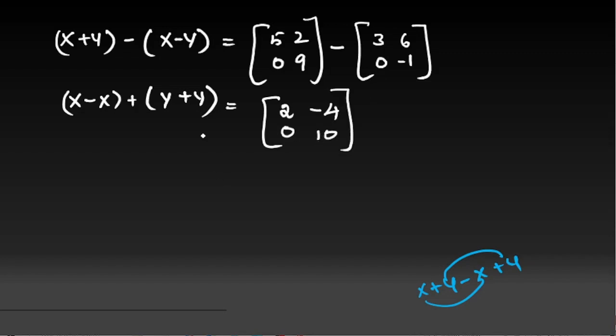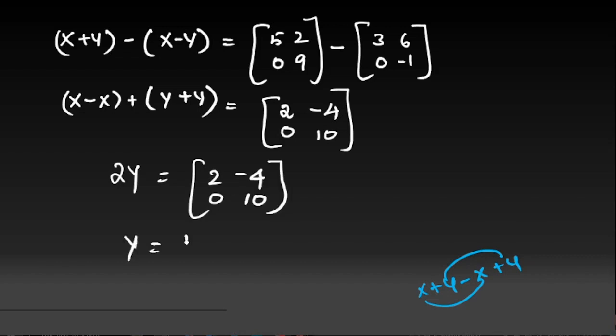So this is your matrix. So now x minus x will be cancelled. So 2y is equal to this value, 2 0 minus 4 10. So 2 you have to bring to this side. So y is equal to 1 by 2 into 2 0 minus 4 10 you will get.